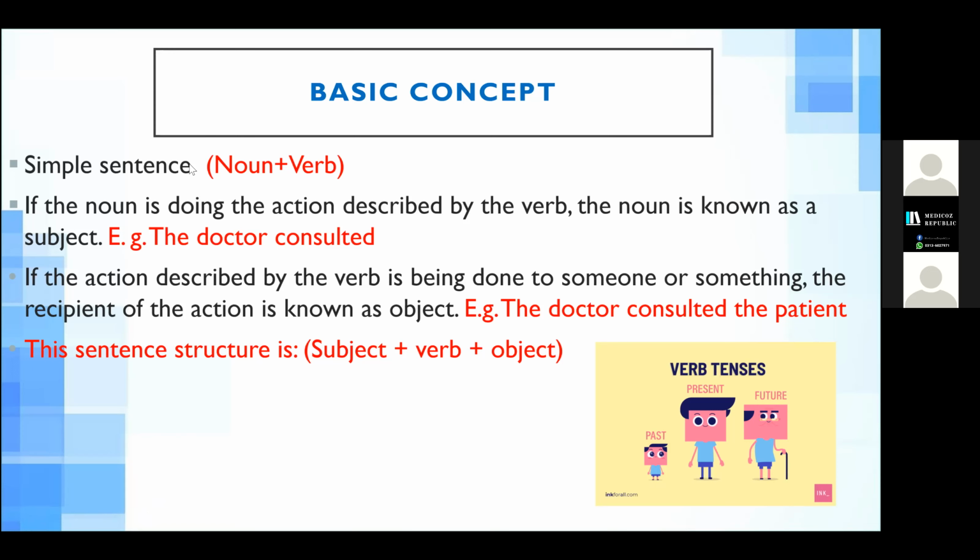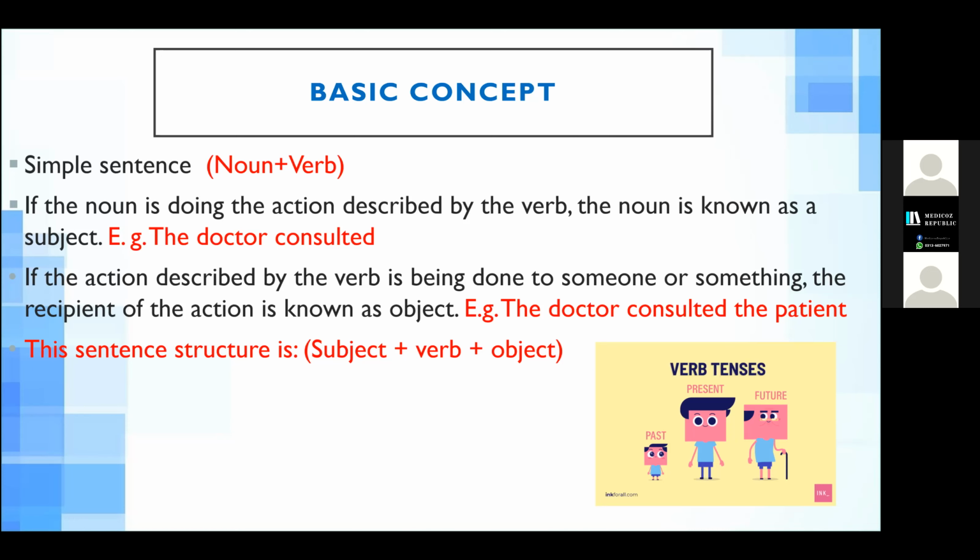Yes. Okay. So if the noun is doing the action described by the verb, the noun is known as the subject, as I told you. Here the sentence is, the doctor consulted. So doctor is the subject of this sentence. If the action described by the verb is being done to someone or something, the recipient of the action is known as the object. Now we'll add a noun after the verb. The sentence will be, the doctor consulted the patient, and doctor is the subject and the patient is the object. So this sentence structure would be subject plus verb plus object.